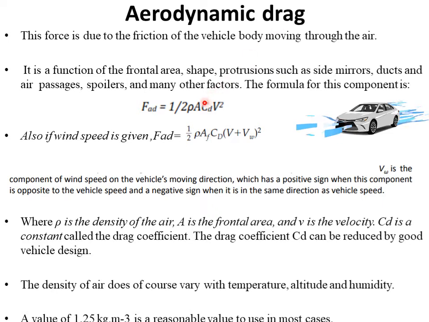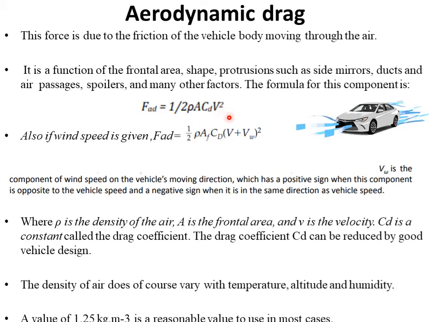And it is given by the expression FAD, the aerodynamic drag resistive force, is equal to half into rho into A into CD into V square, where rho represents the density of the air, usually taken as 1.25 kilogram per meter cube. Here A represents the frontal area of the vehicle. And CD represents the drag coefficient, and this drag coefficient will be different for different types of design of vehicles. And V represents the velocity of the vehicle.